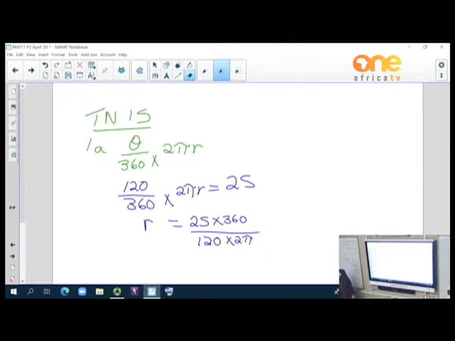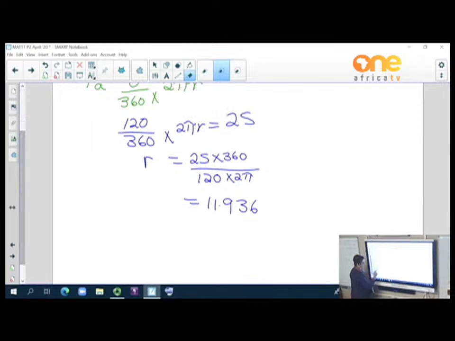Okay, let's do that calculation. 25 times 360 divided by 120 times 2 times pi is equal to... so the radius is 11.9. Yeah, that's what I get. 11.9. It's still 11.9 to 3 significant figures, and it's still centimeters because you want to calculate the radius.